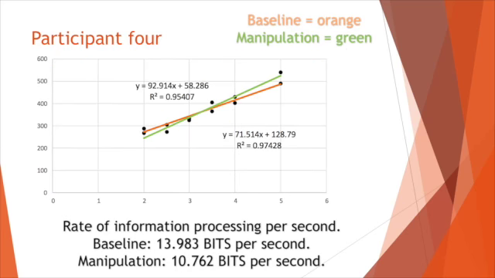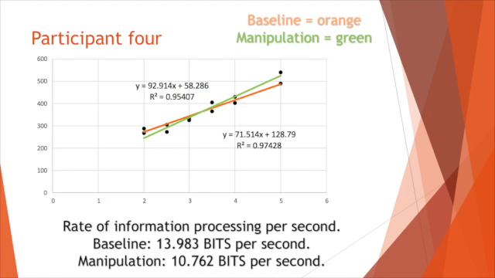For the baseline, the slope is 71.514 and the intercept is 128.79. When considering the regression equation for the baseline, y equals 71.514x plus 128.78. And the R-squared value tells us the model explains 97.4% of the variability of responses around the mean. When looking at the rate of information processing for the baseline, 13.983 bits of information is processed in 1 second.